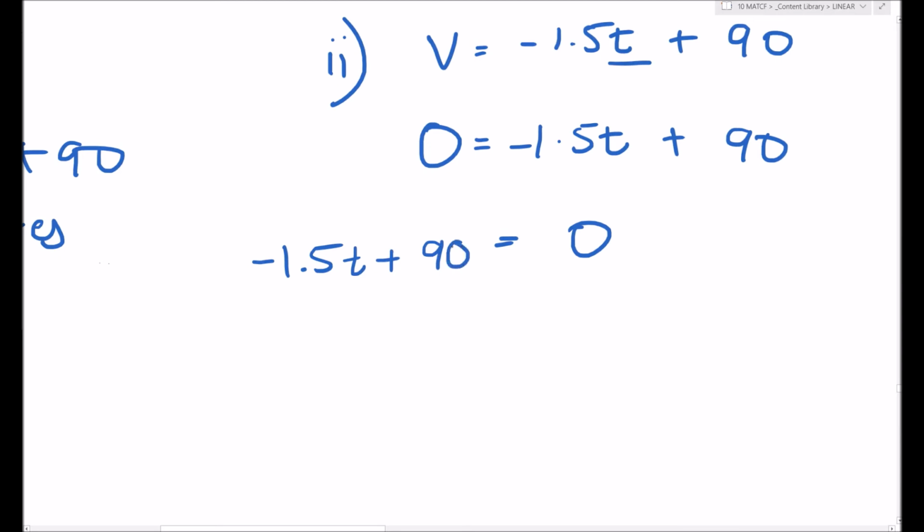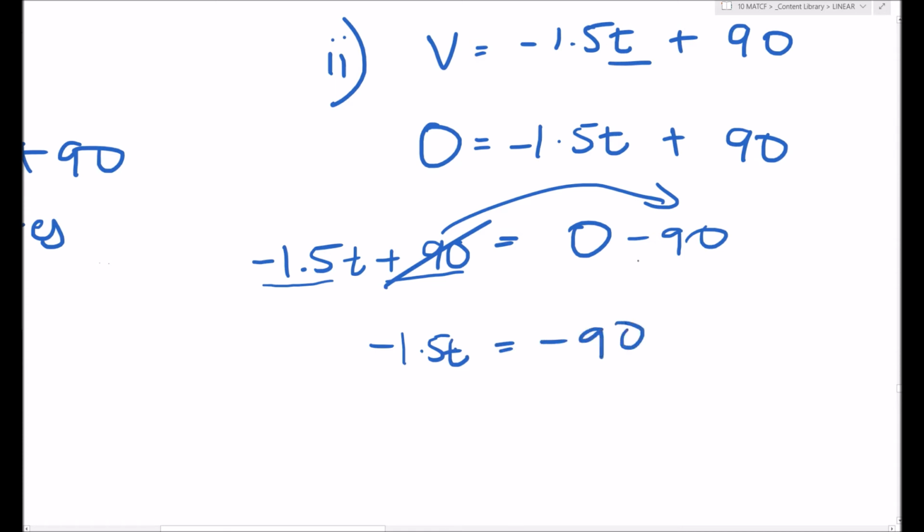If I want to isolate the t, I'm moving two numbers here. I have to get rid of this negative 1.5 and this plus 90. Let me start by moving this plus 90. You've all done this before. If I move a positive 90 here, it becomes negative 90 on this side. So you're left with negative 1.5t equals negative 90, because 0 minus 90 is negative 90. Next, I have to move this negative 1.5. It is a times, so when I move it to the other side, it becomes divided by negative 1.5.